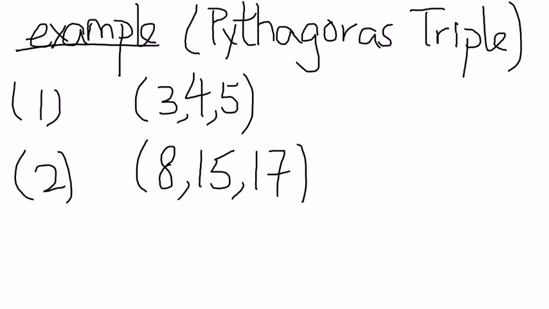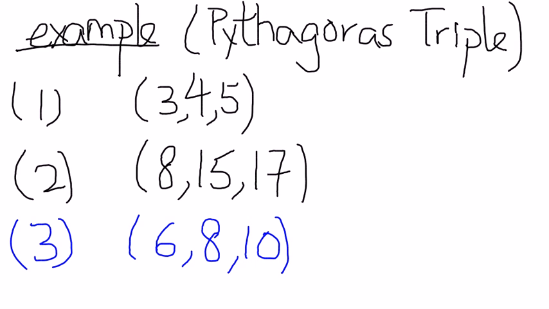So let me give a third one now. And can you tell me some similarity of the third one and the first one? So the third one, I claim 6, 8, 10 is also another Pythagoras triple. Why is it like that? Because you can easily verify that 6 squared plus 8 squared is actually equal to 10 squared. You can check it yourself.